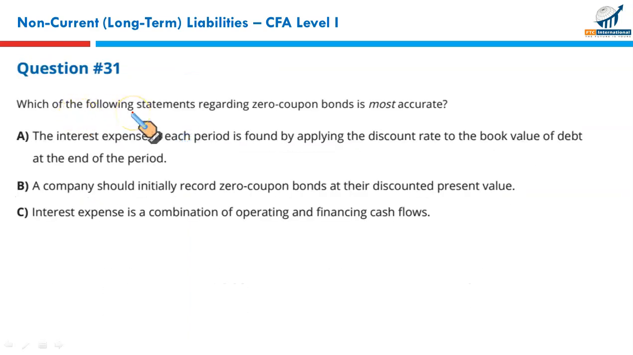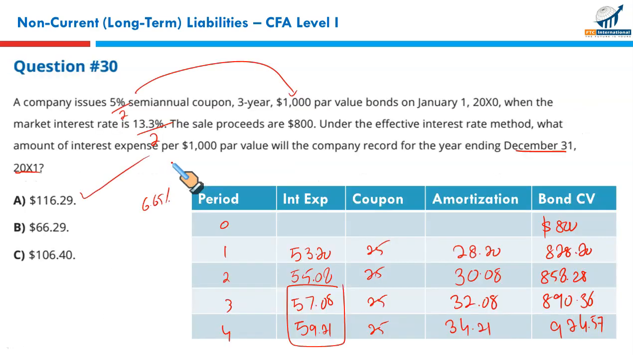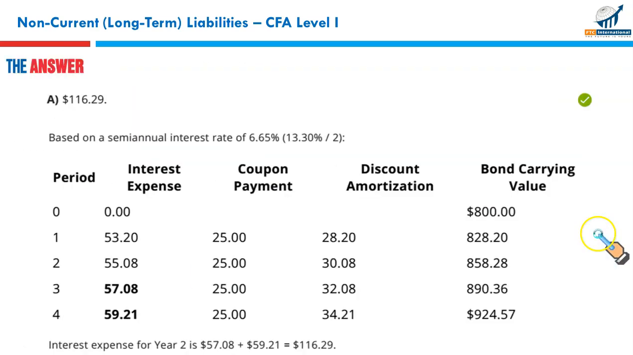Next, which of the following statements regarding zero coupon bonds is most accurate? A. The interest expense in each period is found by applying the discount rate to the book value of the debt at the end of the period. No, it's the book value of the bond at the opening value. Wrong. This is wrong.